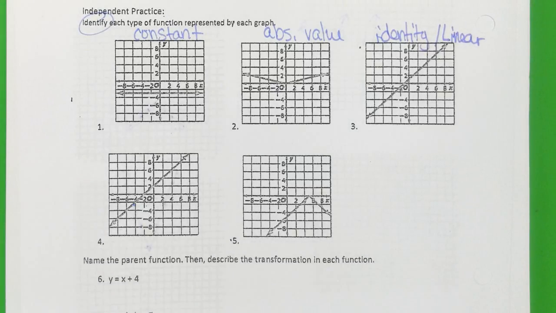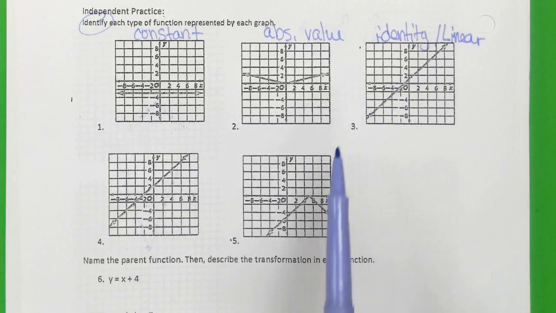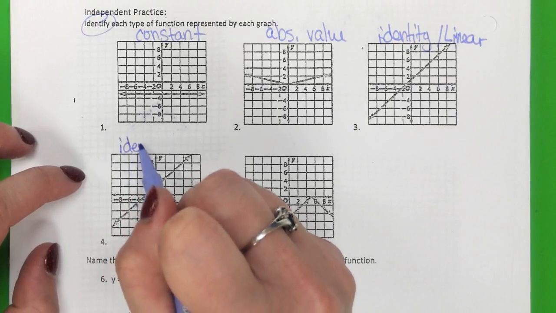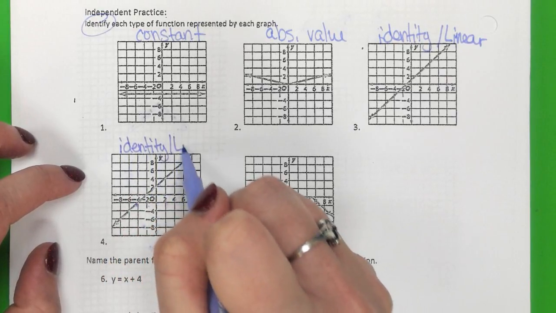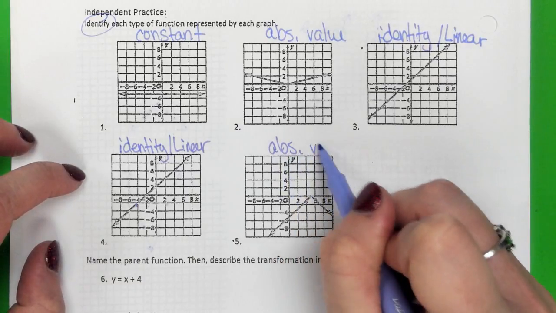Why did number 3, why did we call that one an identity or linear, but we called number 1 a constant? What's the difference? Constant has a slope. That one has a slope. There you go. All right, what about number 4? It's identity or linear. There you go. And number 5. Absolute. There you go.